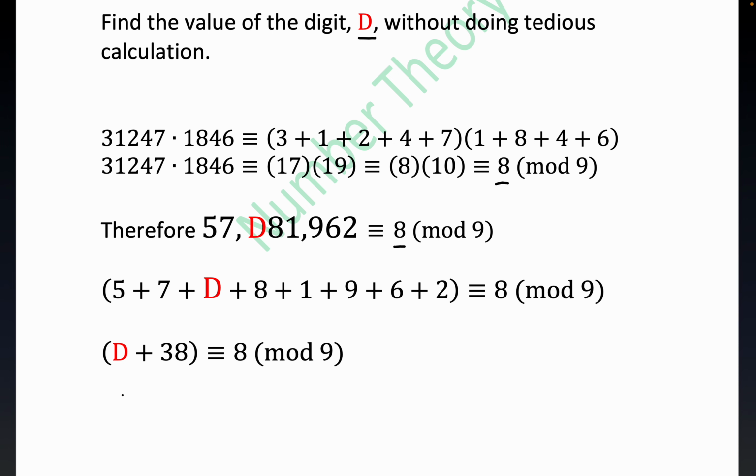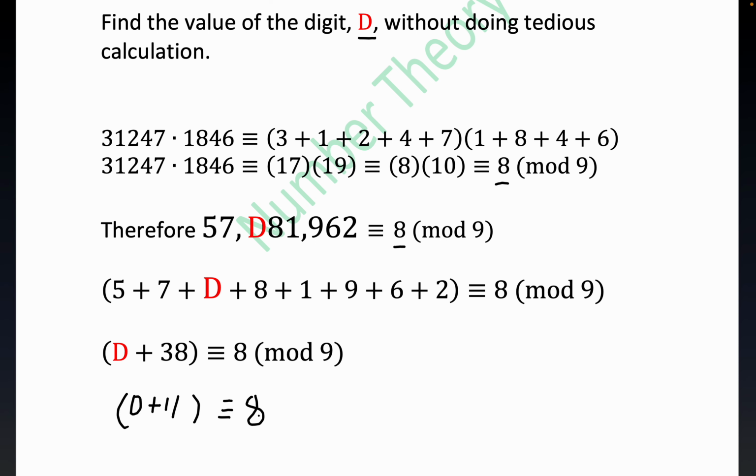So right here, you would actually get, what is this? You would get D plus, what is that? 11. D plus 11 is congruent. That's a D, sorry. D, I added the digits there. It's congruent to 8. But notice that D plus 11 is congruent to 8.